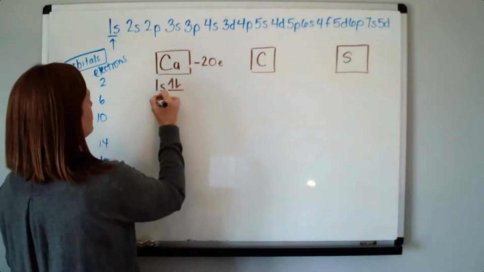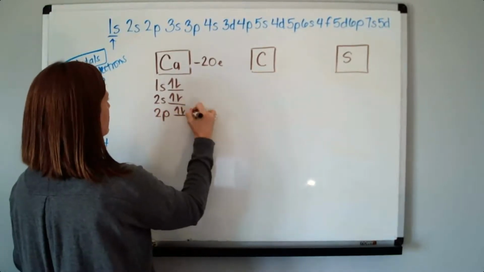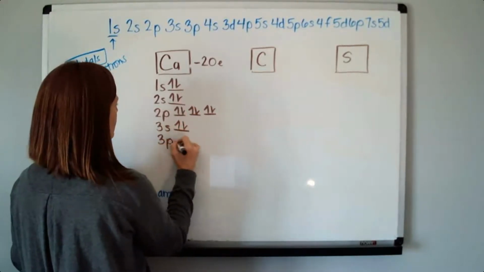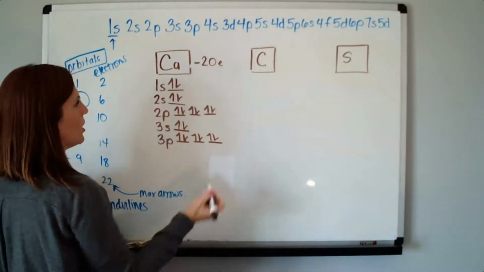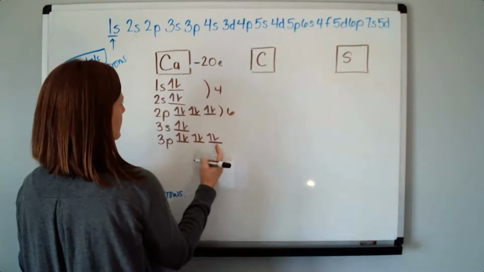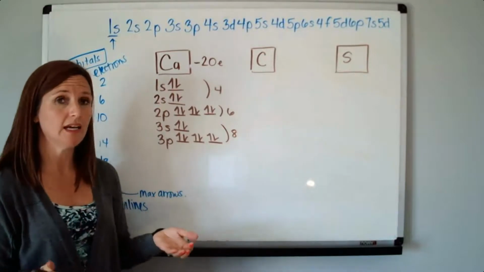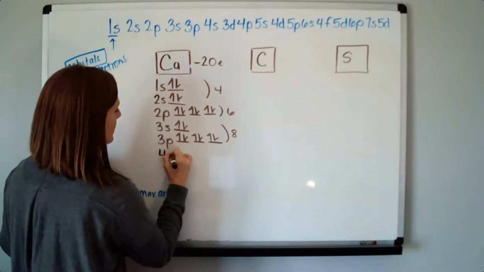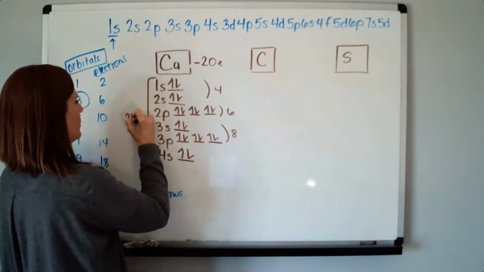1s2, then 2s2, 2p6, 3s2, 3p6. This is a good time to stop and count. So this has 4 electrons. This is 6. That's 10. This is 8 more, so that's 18. I need to make it to 20. So now after 3p, what comes next is 4s. And I need 2 more electrons to give me a grand total of 20 electrons.